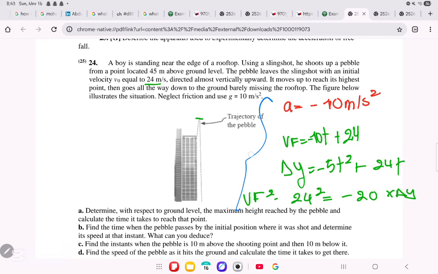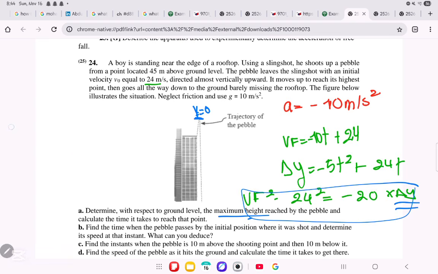Maximum height at the top, v is going to be equal to what? It's going to be equal to 0. Very important information. If v is equal to 0, how much will delta y be equal to? Which equation do I have? Velocity final, velocity initial, acceleration, and delta y, because I need delta y, the maximum height. So this equation, I'm going to be using it: v final squared minus v initial squared equals minus 20 times delta y.